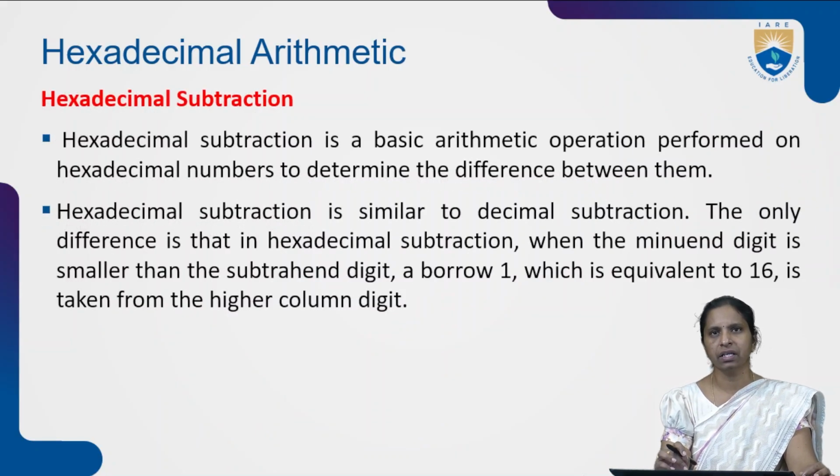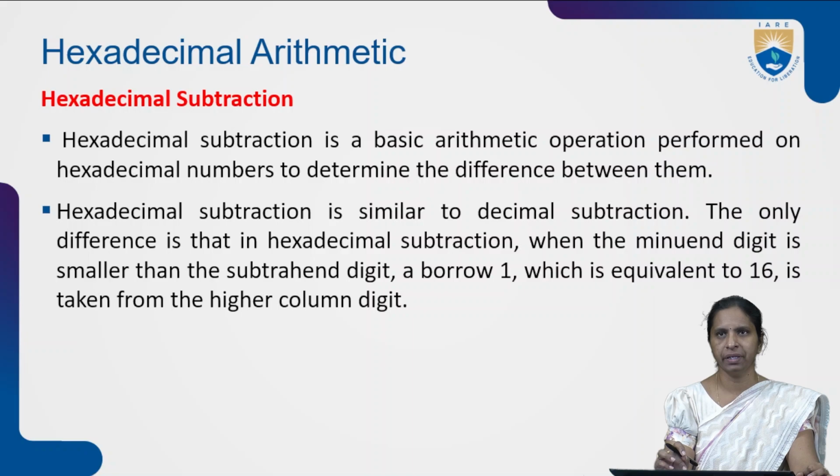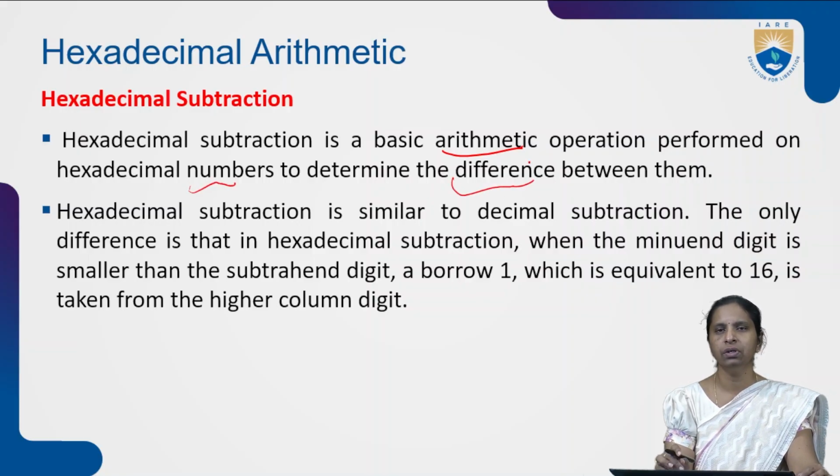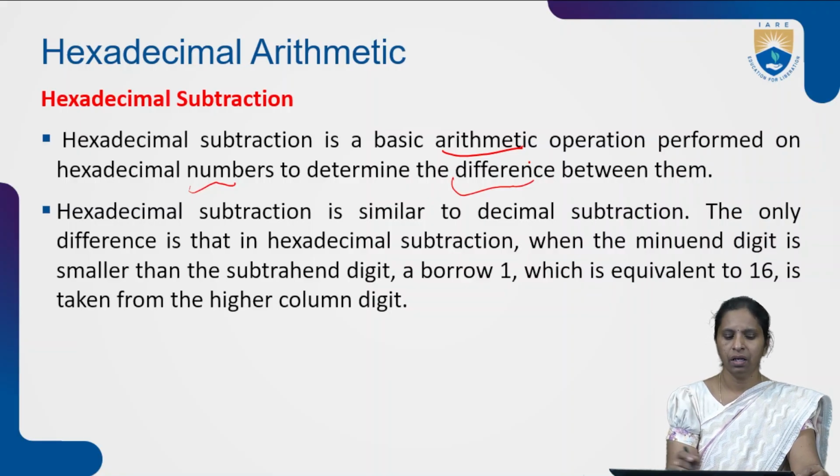And similarly, you will see the next operation is hexadecimal subtraction. So the hexadecimal subtraction is a basic arithmetic operation that can be performed on what? Hexadecimal numbers. Why is the subtraction used? To find out the difference between two hexadecimal numbers. And this hexadecimal subtraction is also similar to the decimal subtraction only. What is the difference here?